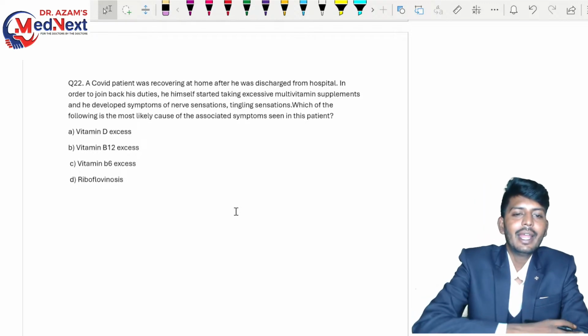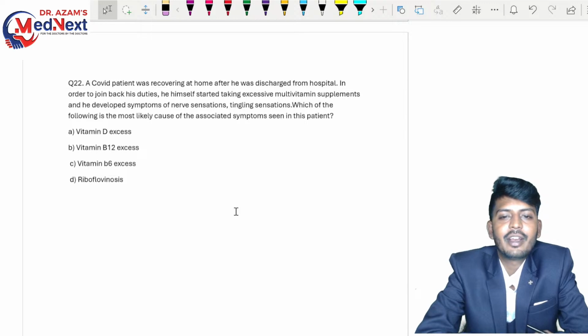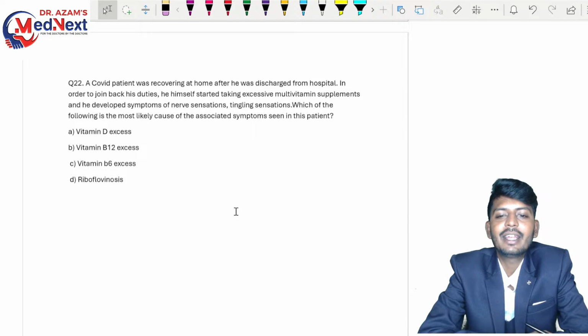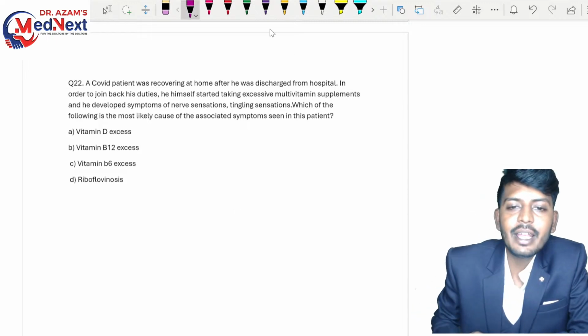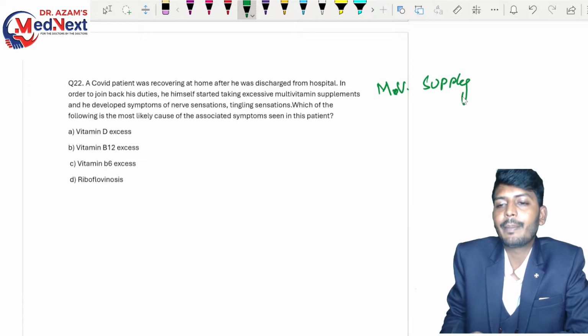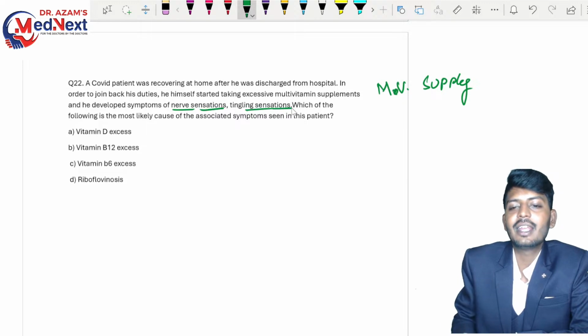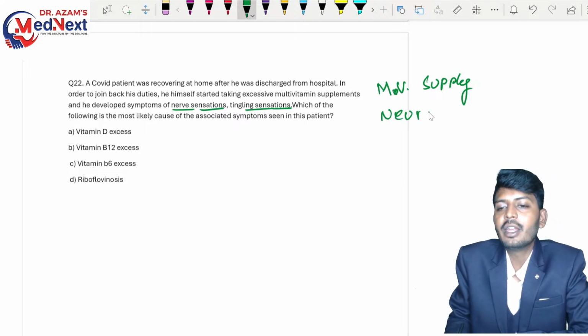Chal. Question 22. A COVID patient was recovering at home after he was discharged from hospital. In order to join back his duties, he himself started taking excessive multivitamin supplements. He developed symptoms of nerve sensation, tingling sensation. Which of the following most likely causes this disease? Basically the patient is taking multivitamin supplements on his own. After that he is developing nerve sensation and tingling sensation. So basically symptoms of neuropathy.